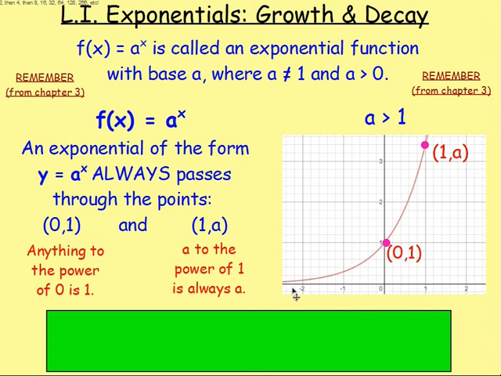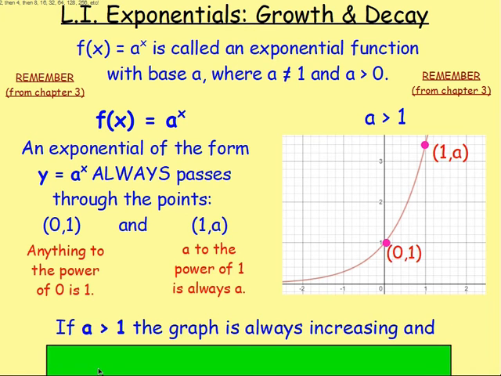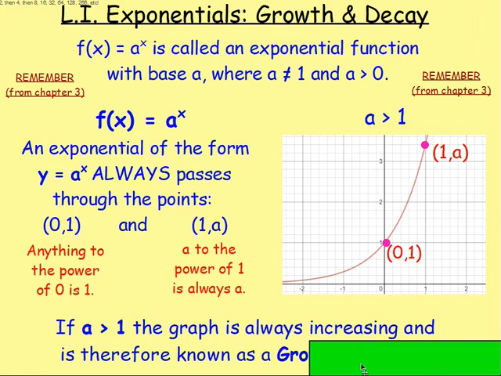You've probably heard of things increasing exponentially, and if something increases exponentially, it's going to increase quite quickly by larger amounts each time. So graphing it, you will get something that looks like this. Again, passing through the point 0, 1 and then 1, a. If a is bigger than 1, that is what you will get. So if a is bigger than 1, the graph will always be increasing, and it is therefore known as a growth function.